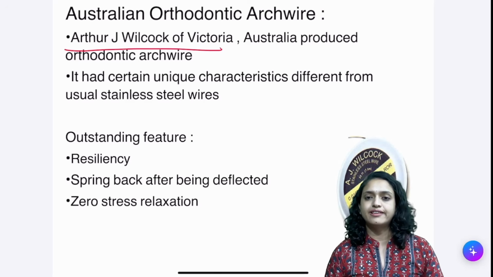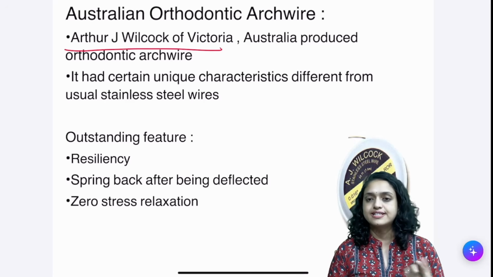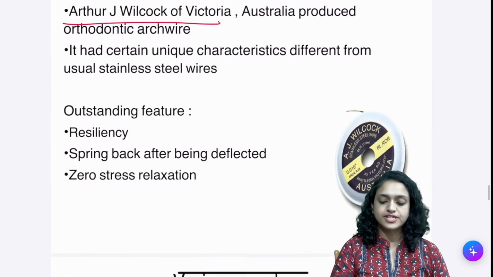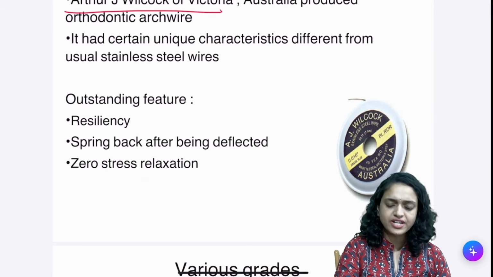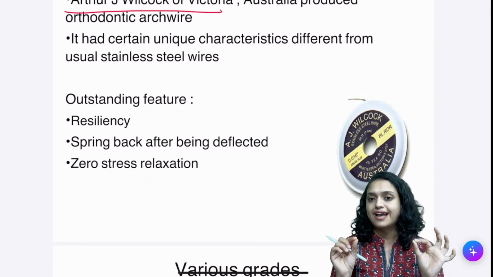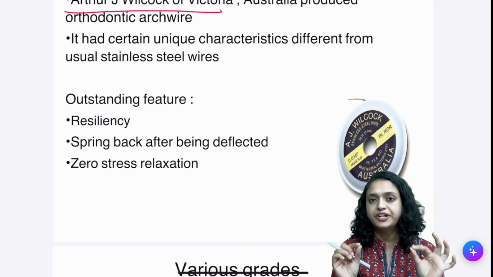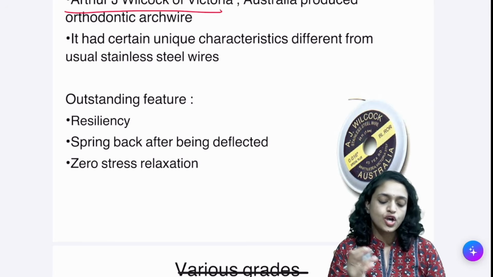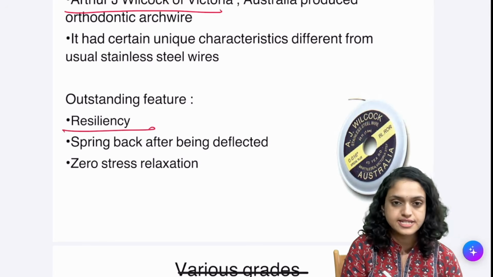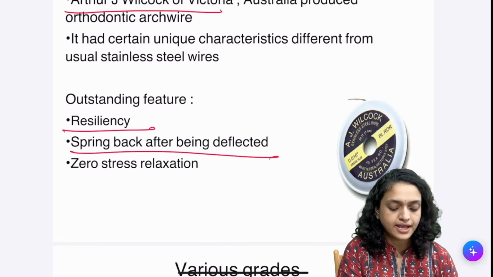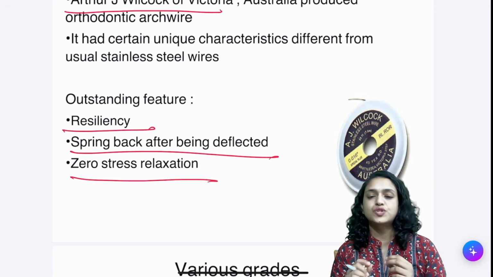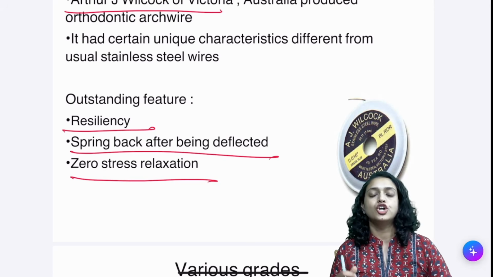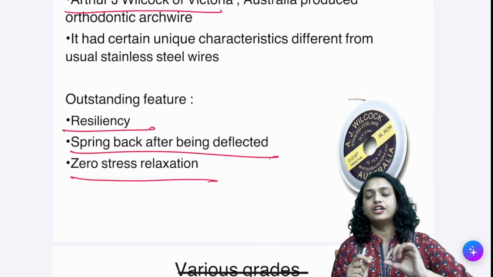We just read that stainless steel is not very resilient. It does not have spring back. But this Australian orthodontic arch wire generally looks very black in color because of the heat treatment. There is a specific heat treatment that the stainless steel undergoes. This material has good resiliency, good spring back, and something called zero stress relaxation. What zero stress relaxation means is that you're making a loop and you're engaging.